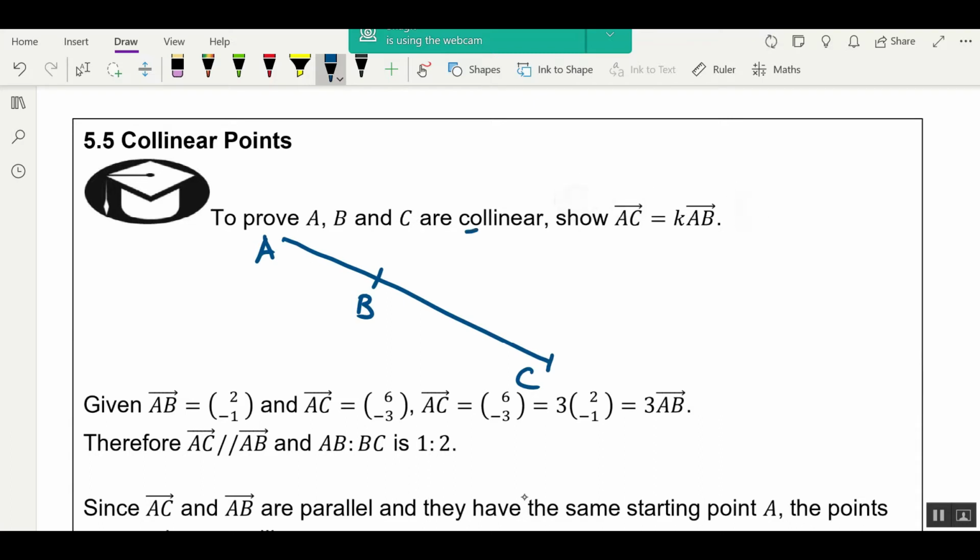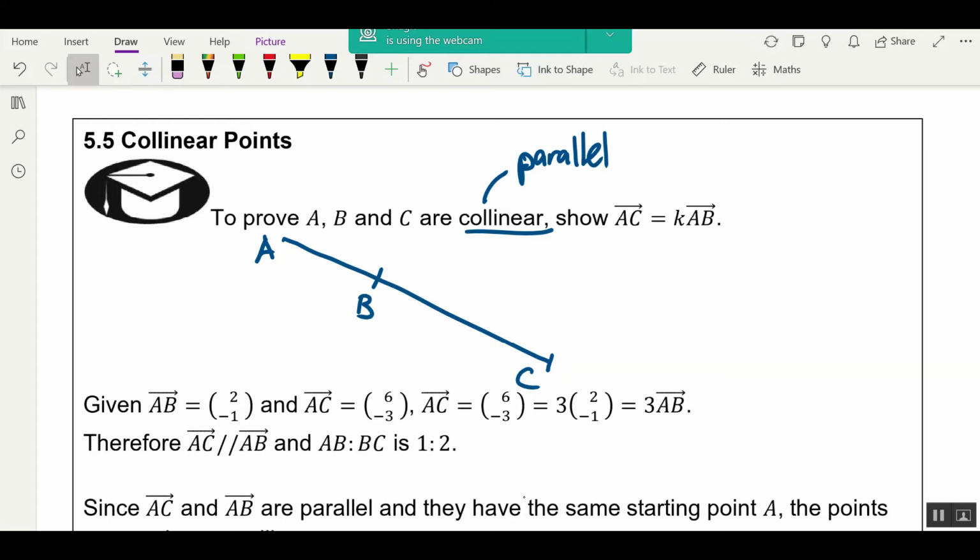Now, if you are collinear, meaning on the same straight line, you are also parallel. But the converse is not true. That means if collinear, then parallel, yes, but if parallel, does it mean collinear? No. The important difference I will explain later.